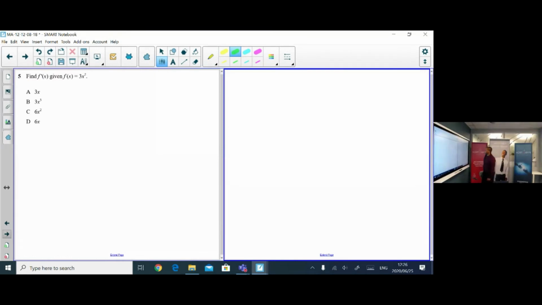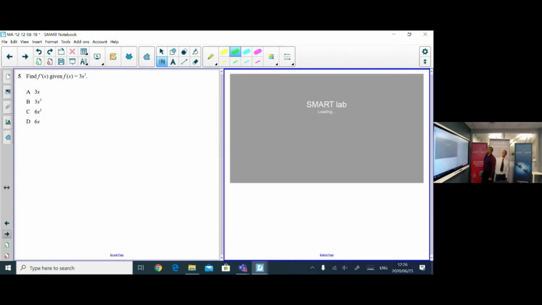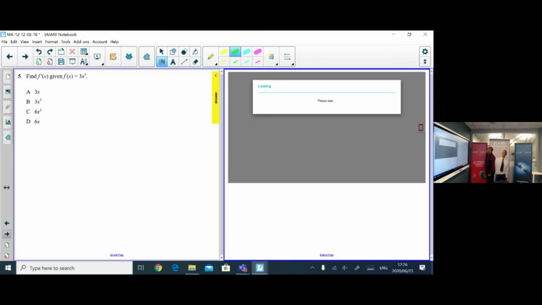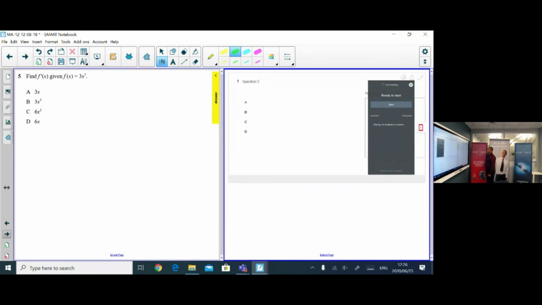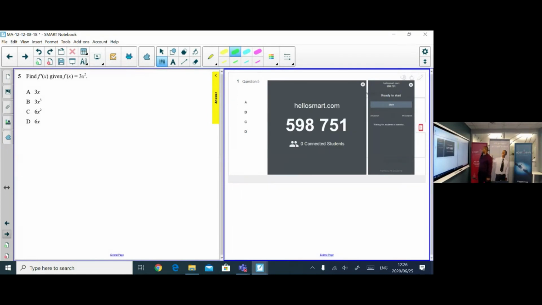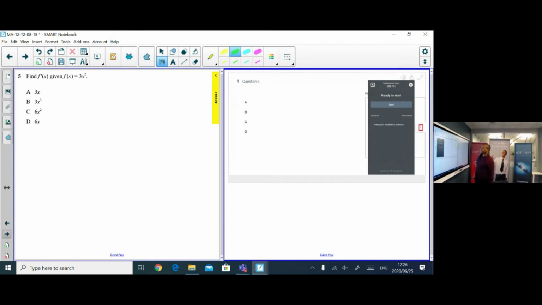How about this situation? Find the first derivative of x if you are given that f of x equals 3x squared. So you can join in and actually work out that will be A, B, C, or D. So let's see how you can do that.